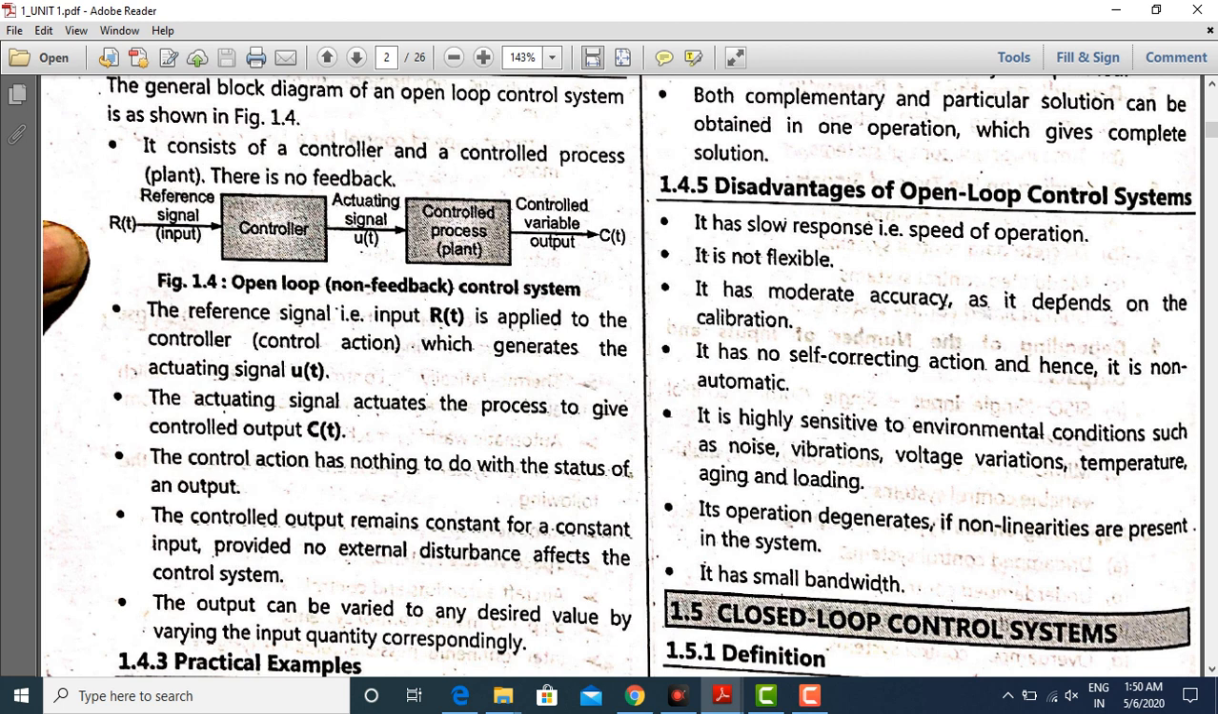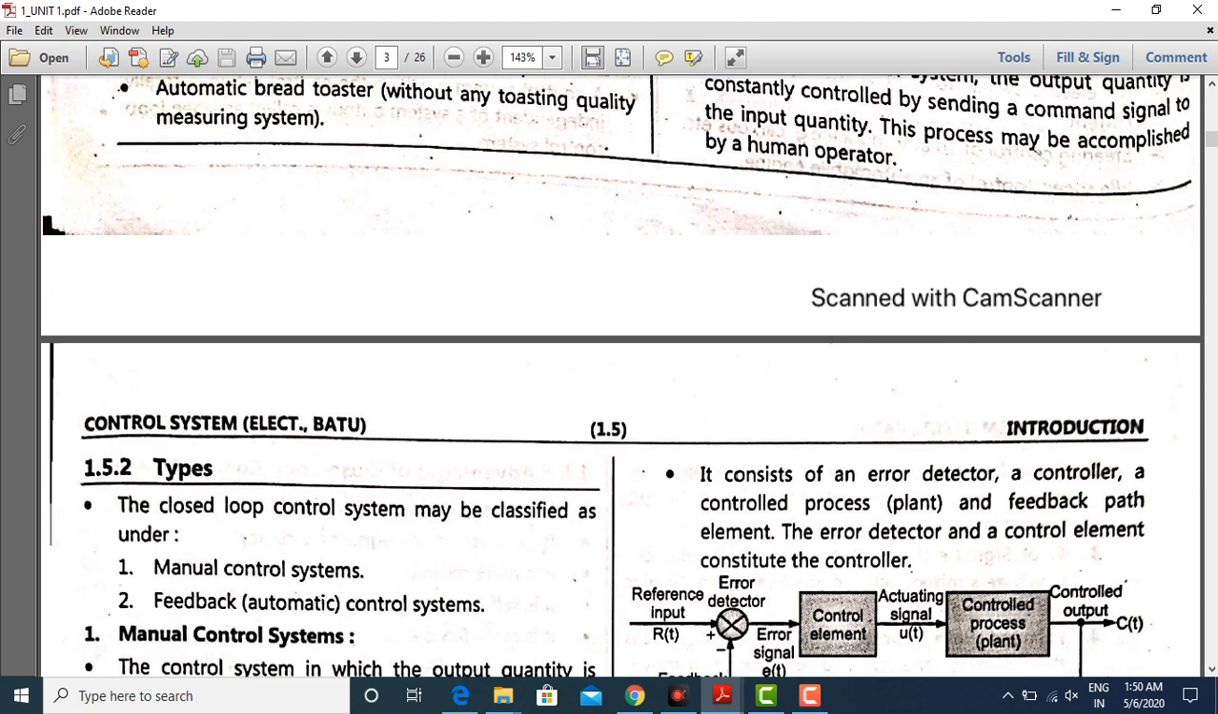It is highly sensitive to environmental conditions such as noise, vibration, voltage variation, temperature, aging and loading. Its operation degenerates if non-linearities are present in the system. It has small bandwidth. Now let's discuss closed loop system.